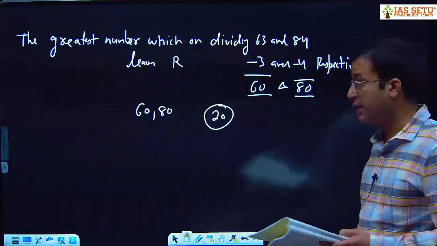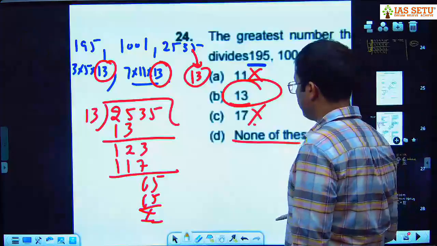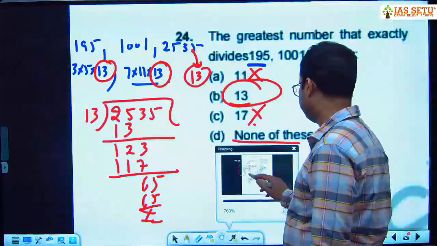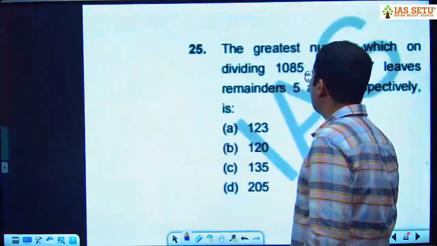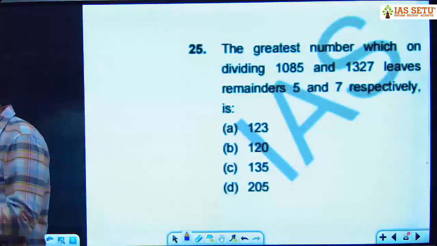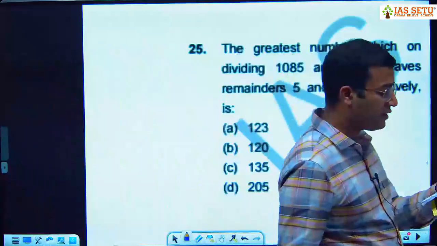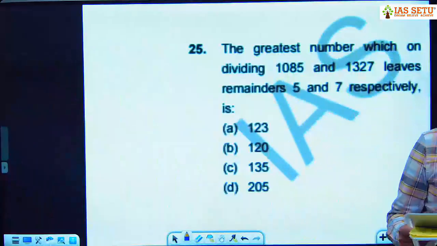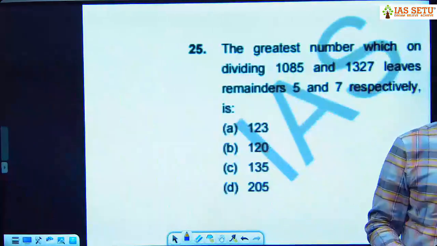Now we can try question number 25, given in the handout. Take your time. The greatest number which on dividing 1085 and 1327 leaves remainder 5 and 7 respectively is: 123, 120, 135, 205.